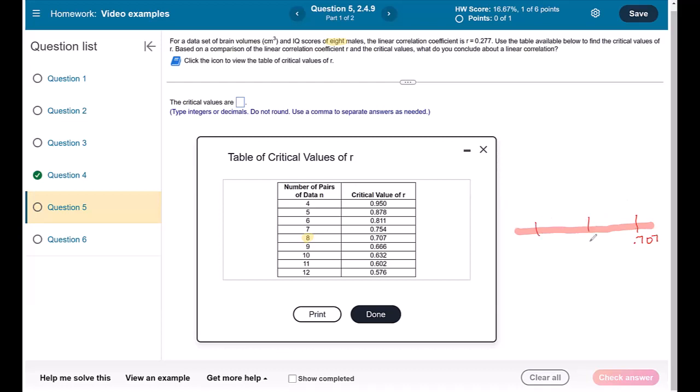Let's make this 0, negative 0.707. We always have the plus and minus. And my R is right around here, 0.277. What did we just say about the critical points? These are my critical values.